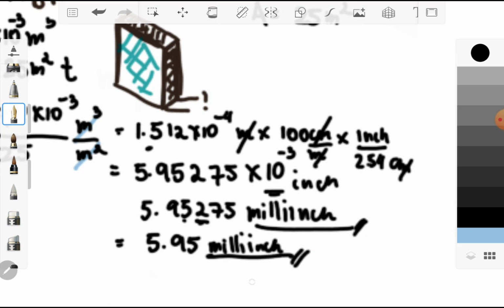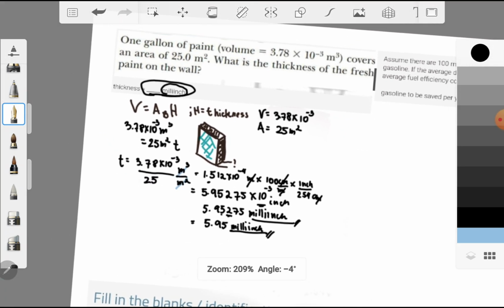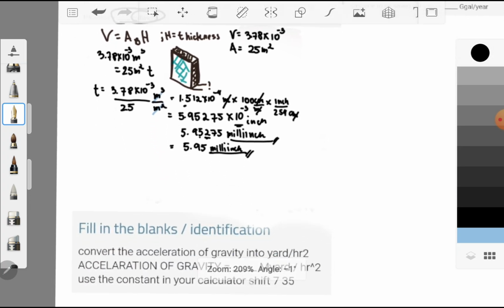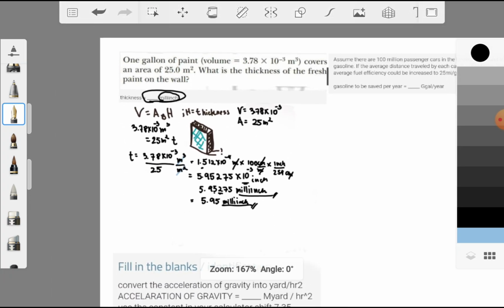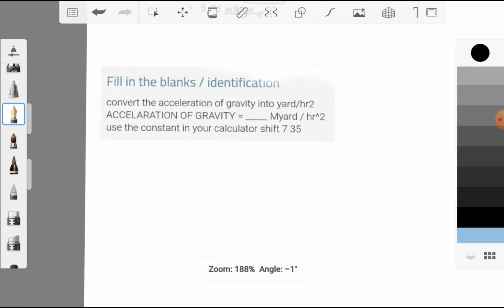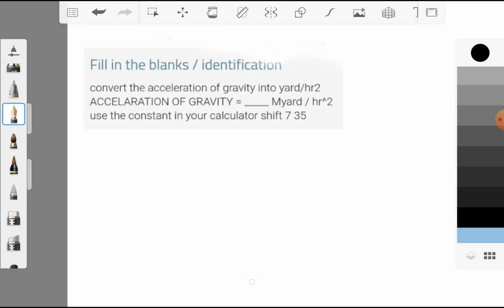Okay? Next. Okay, let us look first. So, next, convert the acceleration of gravity into yard per hour square. So, acceleration of gravity is equal to mega yard per hour square. So, we want to get mega yard per hour square. Okay?